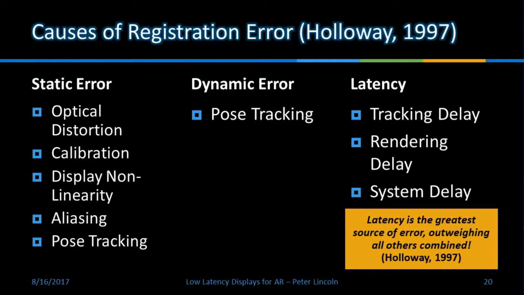Now, there's a lot of sources of registration error in systems. Static error, which tends to be related to calibration or physical properties of the system. Dynamic error, perhaps the quality of the tracking system. But the greatest source of error, outweighing all others combined, is latency. And that's the tracking system latency, the rendering system latency, the system overall latency in getting the images out onto the display. But latency overall is the greatest source of error.